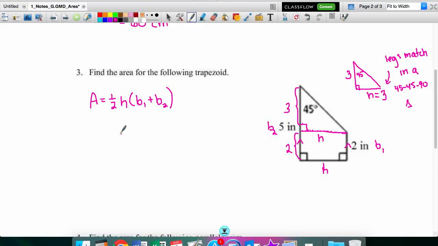So that way you know where we got the height from. Okay, so let's go ahead and plug in our formula. 1/2 the height, which we just found to be 3, times the sum of the bases. So 2 plus 5.